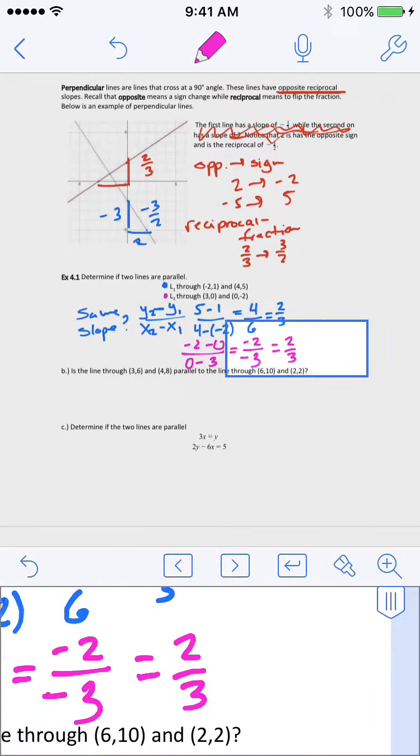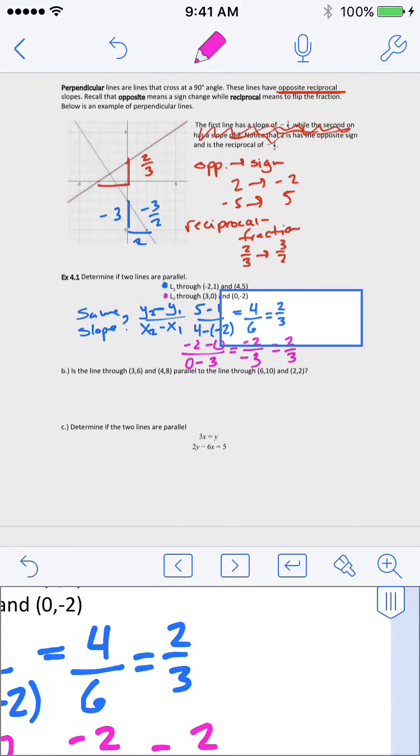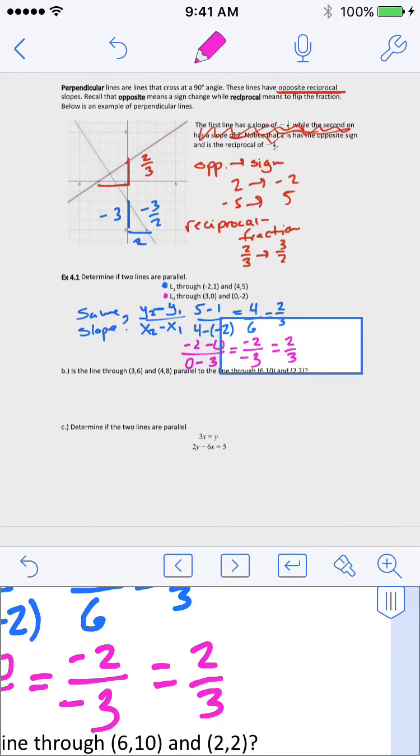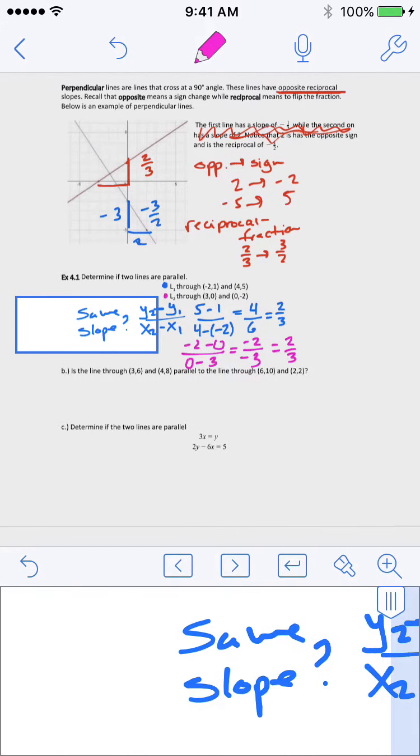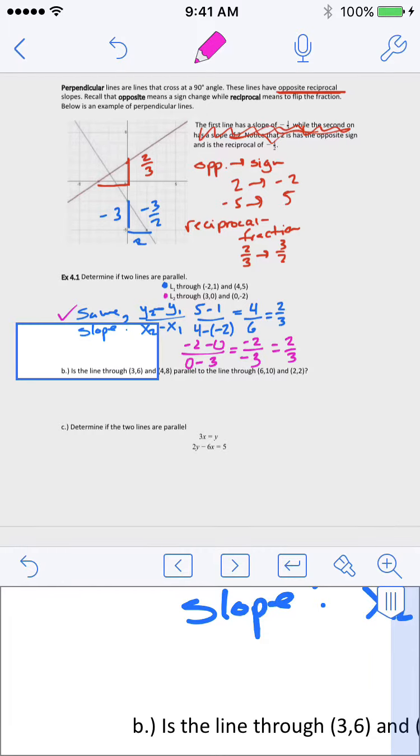So let's take a look at both of these. What can we say about these two lines? This one has a slope of 2/3, this one has a slope of 2/3. Ah, they are the same. And so we can say check, they are the same.